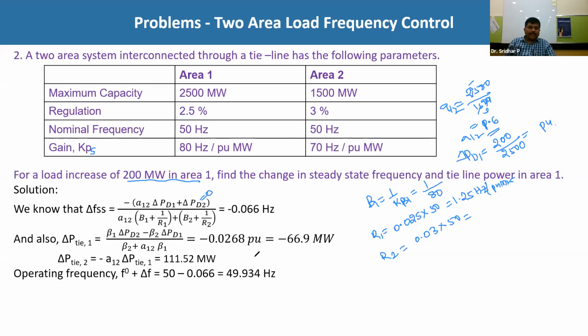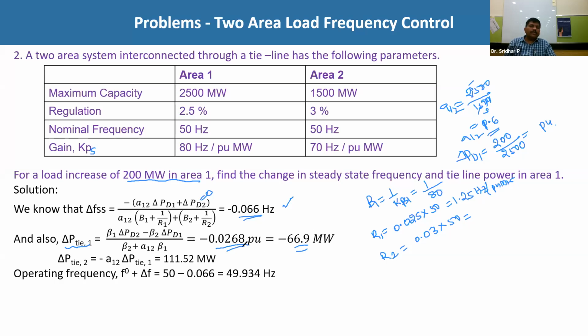And next one, what else? The remaining things we have already calculated. Now you substitute in these two expressions. Now we will get the steady state change in the frequency equal to minus 0.0066 hertz, which is the deviation in the frequency. And the tie line power, generally we have converted everything into per unit, so we get the value in per unit only. But since you are talking about tie line powers in the megawatt range, you better convert the per unit values into actual values. So that is minus 66.9 megawatt.